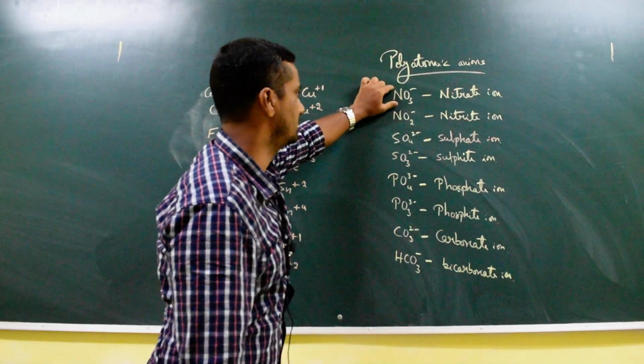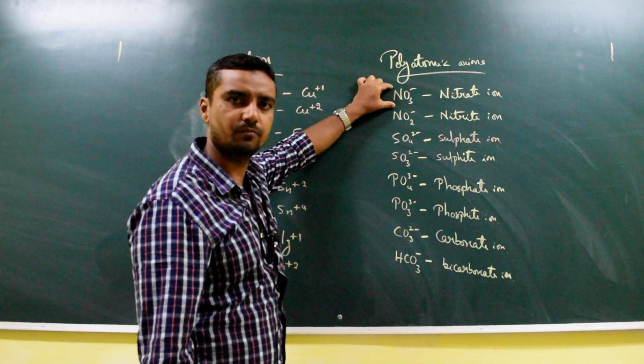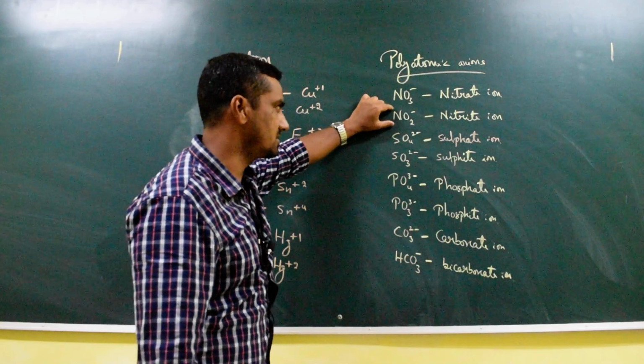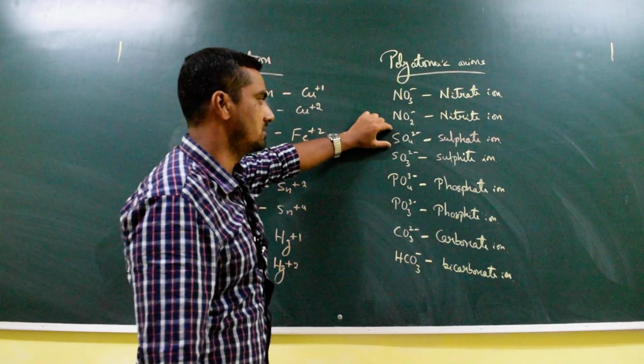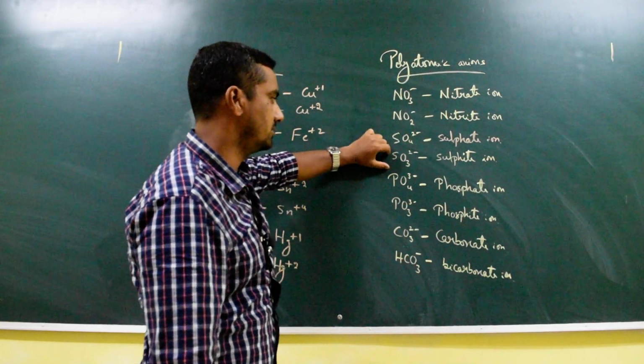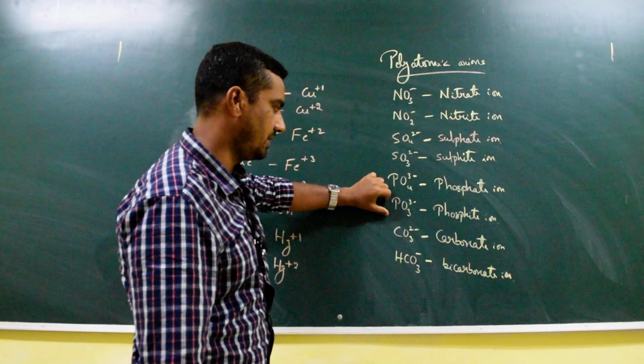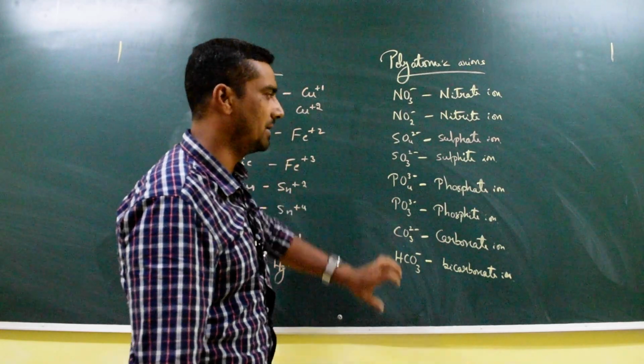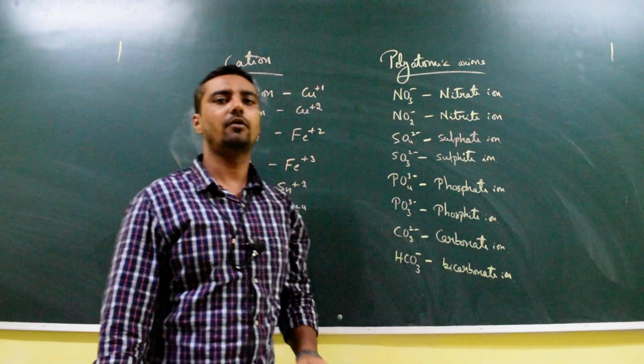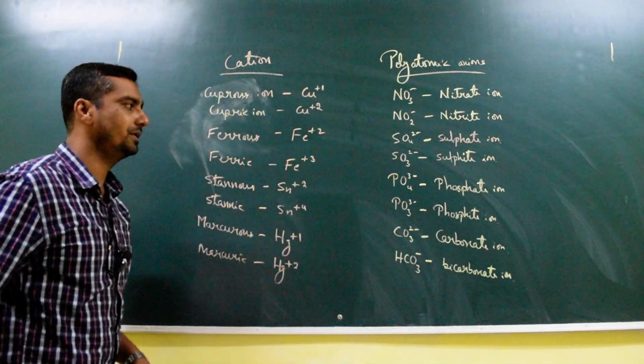Just remember, this is NO3 minus nitrate. If one oxygen atom is less, that is nitrite. Then sulfate, phosphate, carbonate and bicarbonate, right? Now we will go for the naming, how to write the formula.